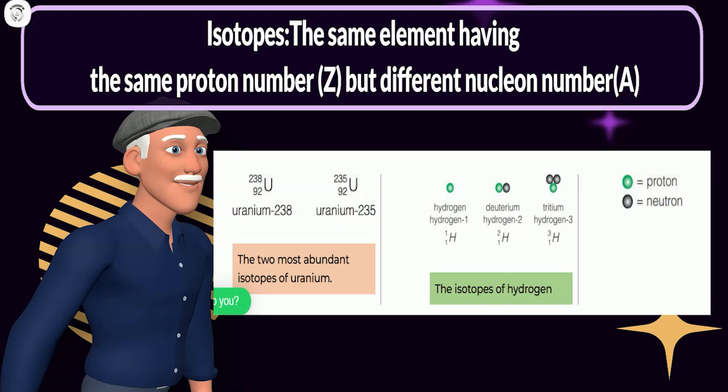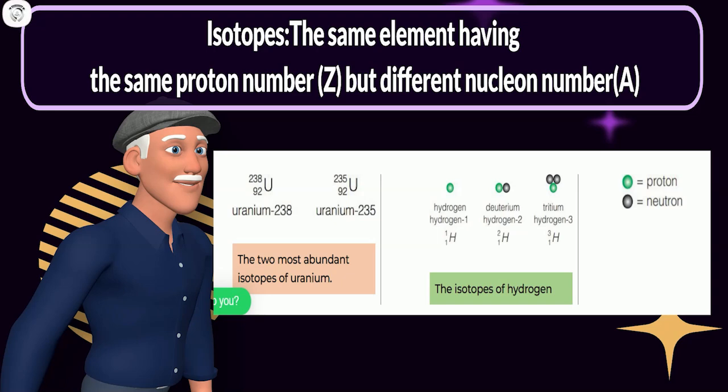An example is there in front of you: uranium-238-92 and uranium-235-92. In uranium-238, the proton number is 92, and in uranium-235, the proton number is again 92. So the difference is in the neutron number. For 238, the neutron number is 238 minus 92, that is 146, and for 235 it is 235 minus 92, which is 143. So this is the difference. One has a neutron number of 146 and the other has a neutron number of 143.